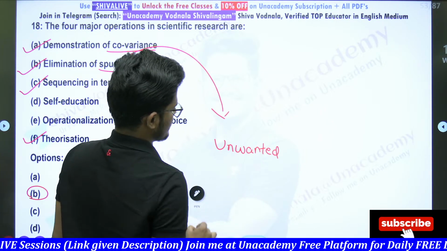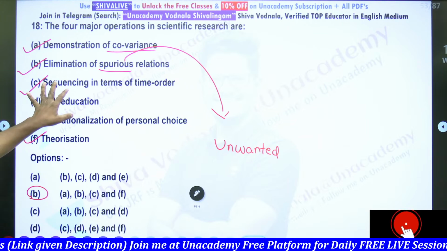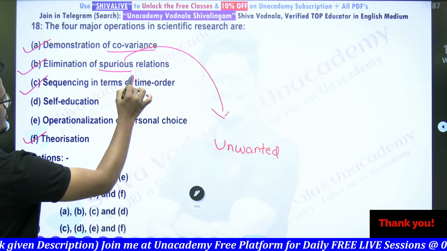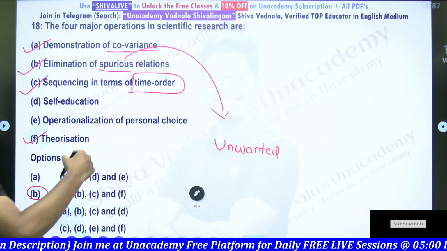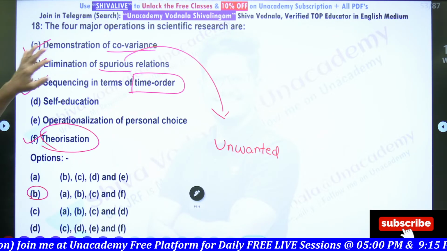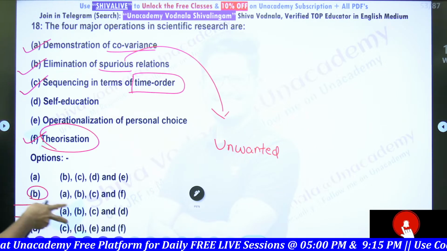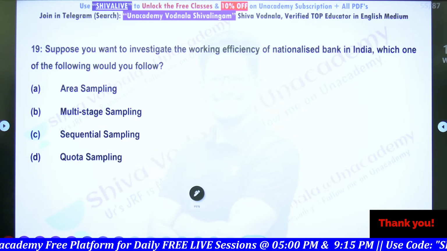Unwanted relationship has to be removed, elimination of that one. Sequencing in terms of time order, as per the period of time we need to arrange them in a sequence. Then finally theorization, because the scientific method is more of a qualitative one, which is coming as a theory, which is going to be a generalizability.